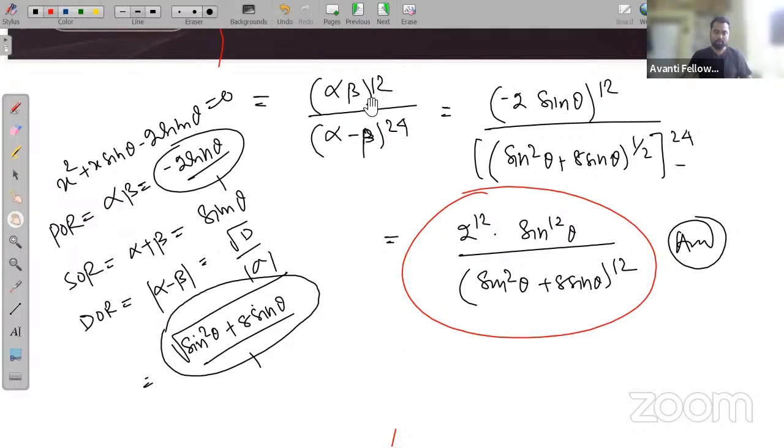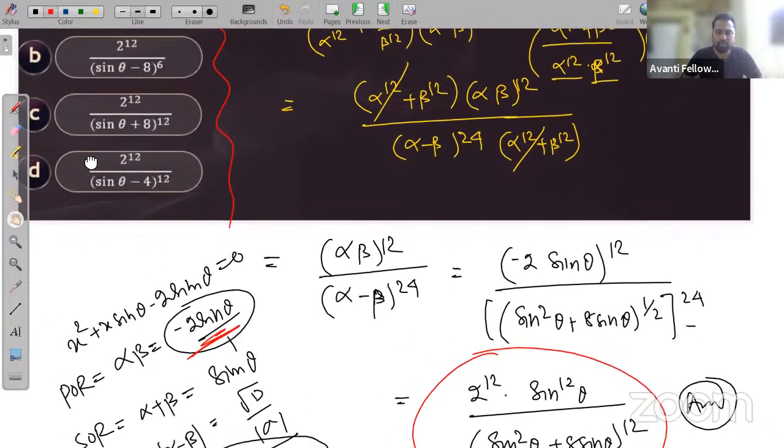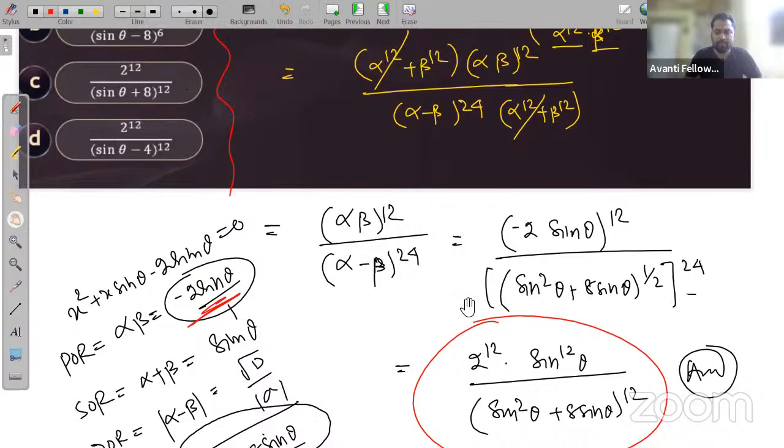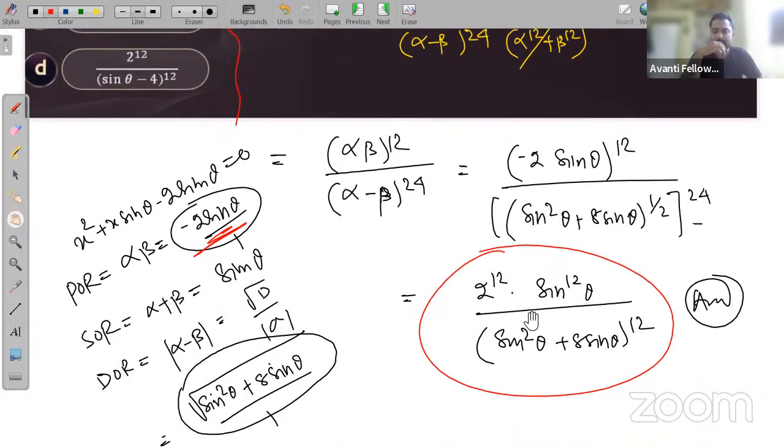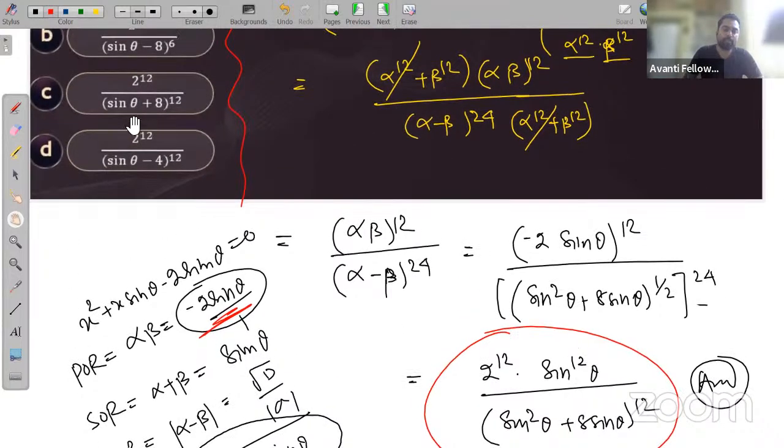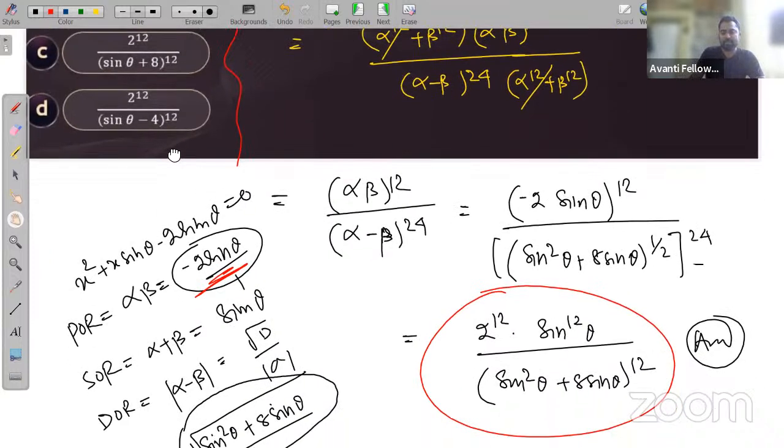Okay, so we got now the product of roots as 2 sine theta. C may be the answer. Okay, check. C: 2 to the power 12 sine to the power 12 theta. How can it be cancelled? 2 to the power 12 upon sine theta plus 8.